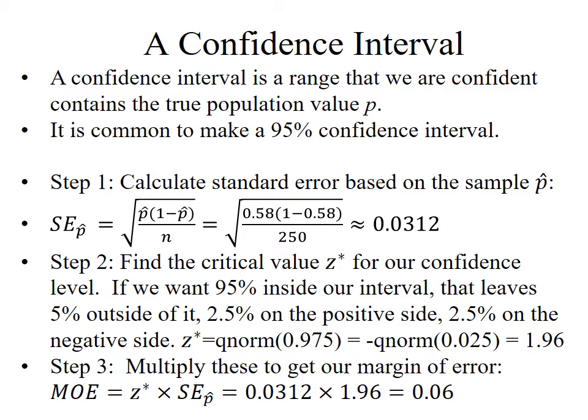That's our 58%. So we do the square root of 0.58 times 1 minus 0.58 divided by 250, square root of the whole thing. We get 0.0312. That's a little bit different than we got last time.